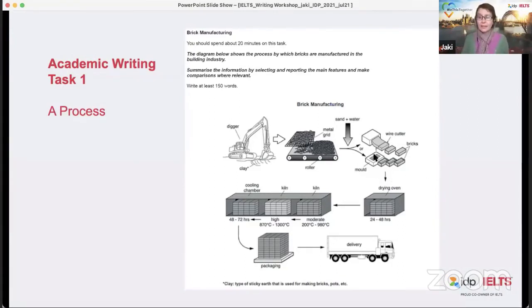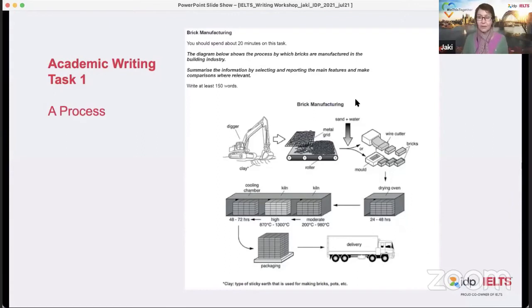Okay, so after the bricks are cut, they go into this oven, 24 to 48 hours. We could put that, but we could say it in a different way, couldn't we? 1 to 2 days, right? Then they go into this kiln, moderate, high, cooling chamber, 2 to 3 days. Then they are packaged. So see if you can change the word. Instead of packaging, you can say they are packaged. We often use a lot of this passive in the academic. And then they are delivered. Okay, that sounds better.